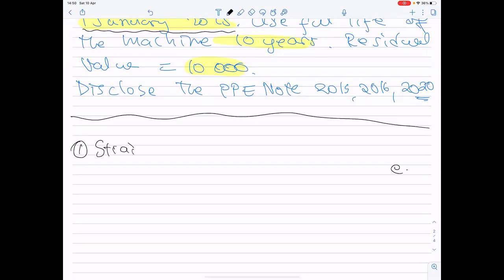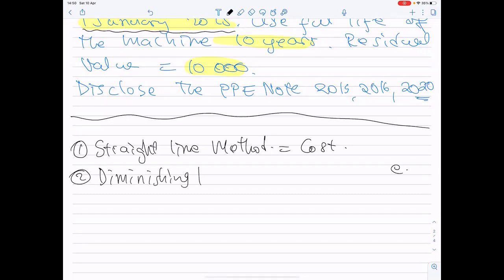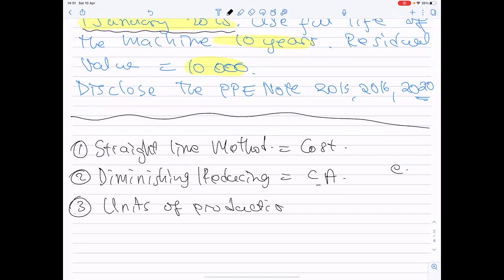We have, number one, the straight line method. Under the straight line method, depreciation is charged on the cost. Number two, we have the diminishing or reducing balance method, where depreciation is charged on the carrying amount. Are we together? Then we can have the units of production, where depreciation is charged based on the units that have been produced by the entity.